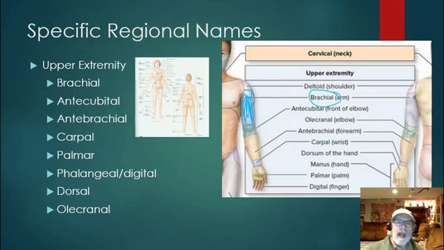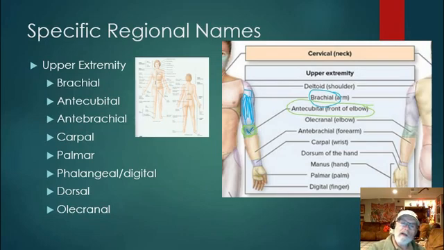Okay, antecubital is the next word. Antecubital is this area in front of the elbow right here. It's in the front, not in the back. When they take blood from people, they usually go through the veins in the antecubital fossa, the antecubital region. They take a vein from in there. So that's called antecubital, which is in the front of the elbow.